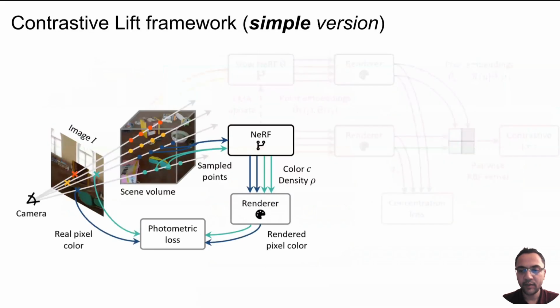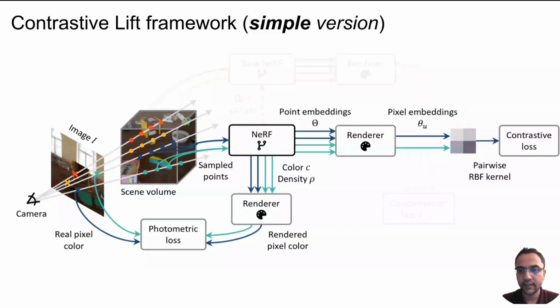Now let's dive deep into the details of our contrastive lift framework. Our contrastive lift framework consists of a NeRF model that is optimized on our input video sequence. The NeRF predicts density and color values for points in 3D, which are rendered to obtain pixel colors. Additionally, our NeRF also predicts a d-dimensional embedding for any query 3D point, which represents the object identity of that point. These point embeddings are rendered, and the resulting pixel embeddings are optimized using our contrastive loss function.